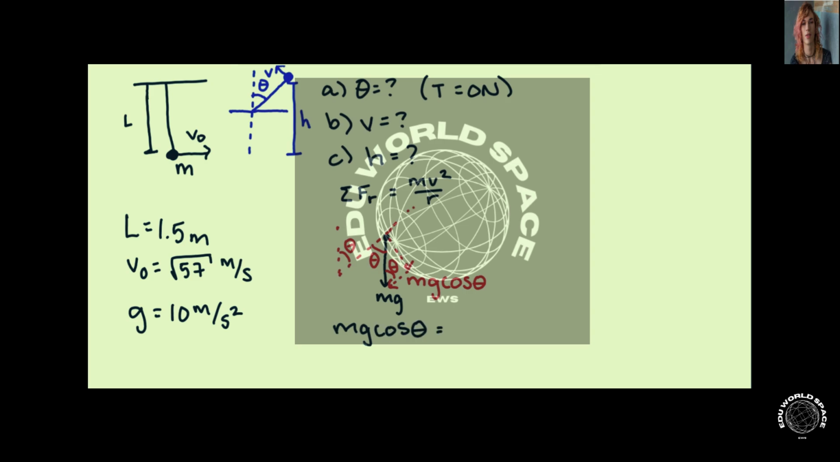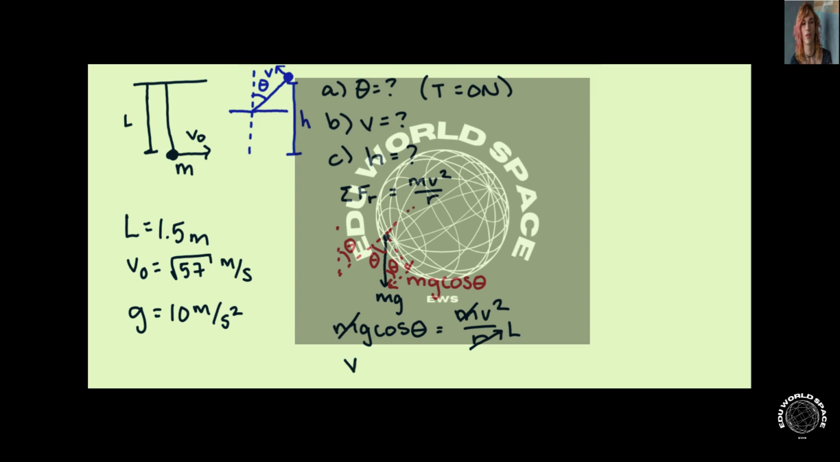And all of that has to be equal to mv squared over r. We can, of course, cancel m, and I'm going to replace r with L because that's what I've labeled the length of the string, which would correspond to the radius of the circle. And we have a problem here. Both theta and v are unknowns. They're things that we're trying to find. But the thing I want to find first is theta.